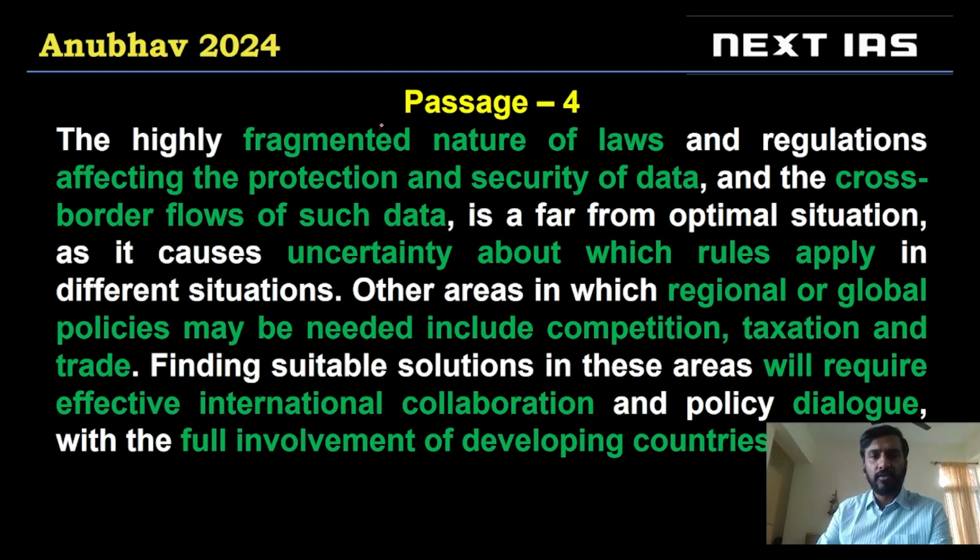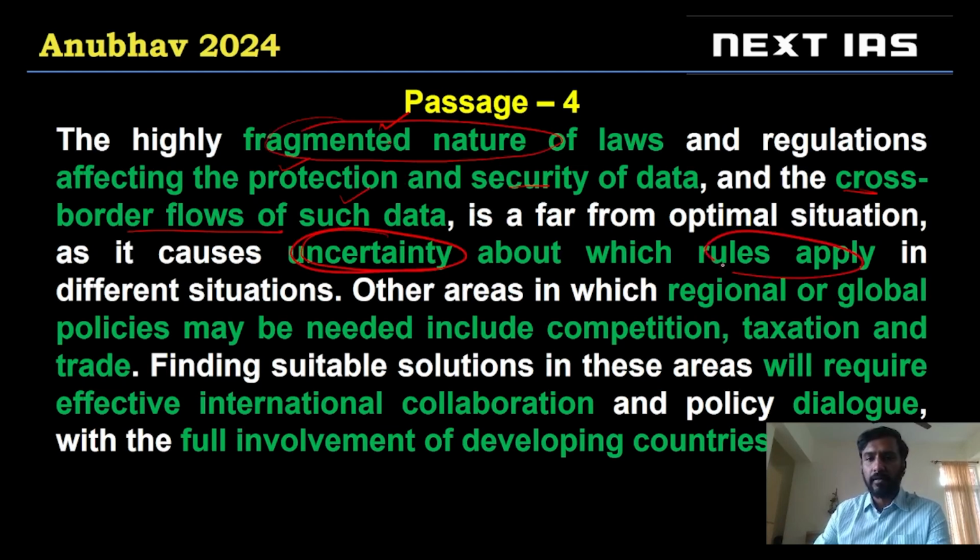The highly fragmented nature of laws affecting the protection of data security. Again, we are discussing data security. We just discussed it. Passages often repeat in theme in the exam. So, nature of laws affecting data security and protection of data and cross-border flow of data, right? So, what to do about this fragmented nature of laws? Because of this fragmented nature of laws, there is uncertainty about which rules apply. Which rules will apply where, we don't know, right? So, regional or global policies may be needed. Author is recommending this to avoid this fragmentation. We may need regional or global policies.